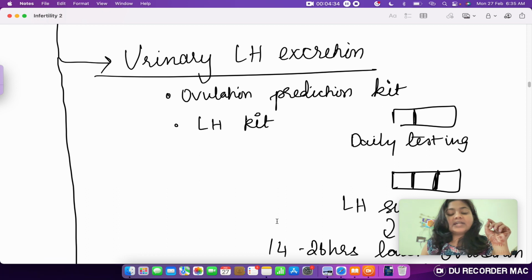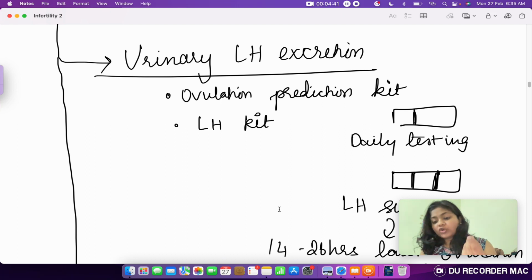And the other thing is urinary LH excretion. LH is a hormone that is secreted from the pituitary, and it has a short half-life, and it is eliminated in the urine. So daily the woman will check the urine LH with this test, ovulation prediction kit or the LH kit. The day that she notices two marks on the kit will be the day that she's having LH surge. So the concept is ovulation happens following LH surge within 14 to 28 hours. So LH surge is noted, then that is the time to have sexual intercourse.